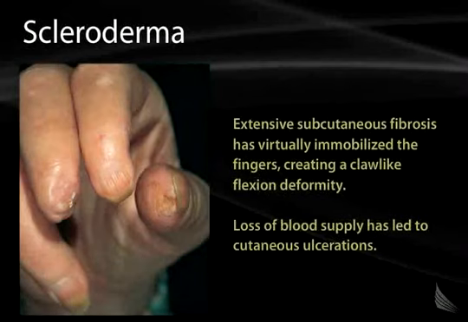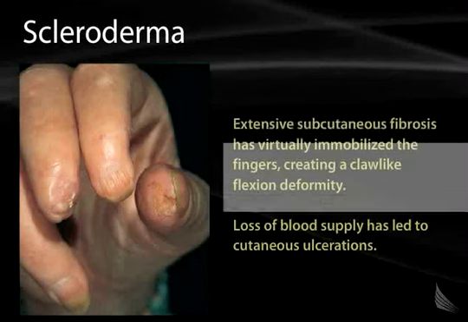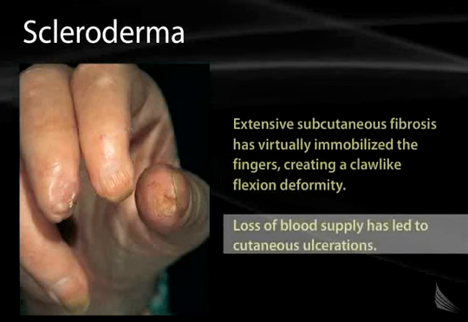So this is a great picture of sclerodactyly that's seen in scleroderma. It's extensive subcutaneous fibrosis that has virtually immobilized the fingers, and the claw-like flexion deformity is what you can see. This loss of blood supply to the distal extremities, as the fibrosis has involved the macro and microvasculature, can lead to cutaneous ulcerations and arterial insufficiency ulcers.